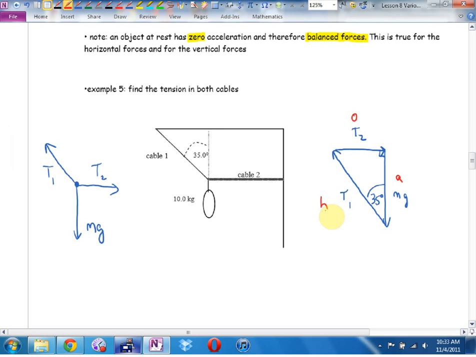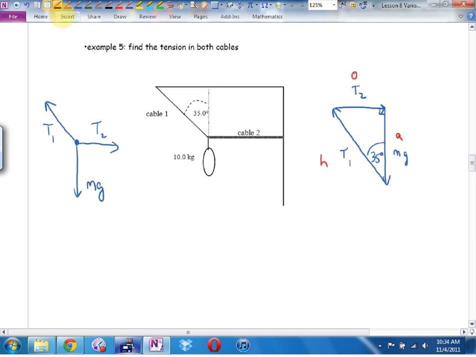Tension 1? Now, the only thing I know is mg, so which trig function am I going to use for tension 1? And since this is a new triangle, I'm going to write... Sorry? For tension 1? Did you say sine? Cosine, yes. I'm going to write everything out carefully. Cosine of 35 equals mg over tension 1.